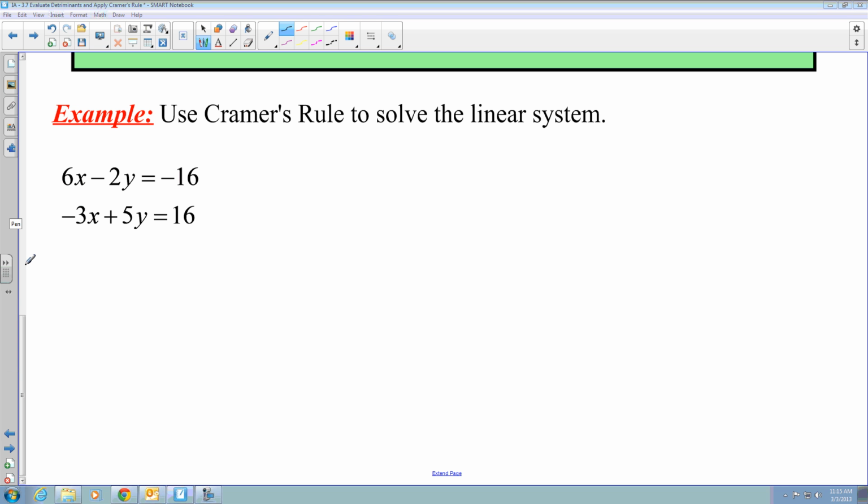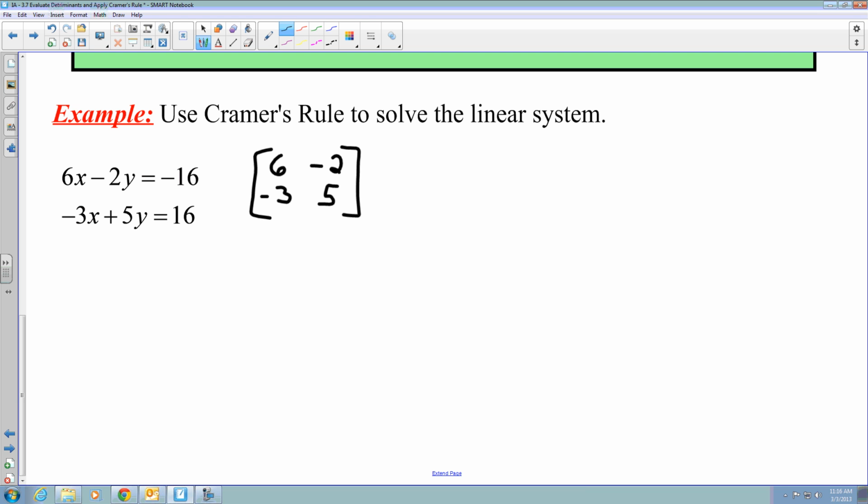What I have here is 6x minus 2y equals negative 16, and 3x plus 5y equals 16. So the first thing I have to do is write this as a coefficient matrix. When I write this as a coefficient matrix using the A, B, C, D format, my matrix would become 6, negative 2, negative 3, and 5.